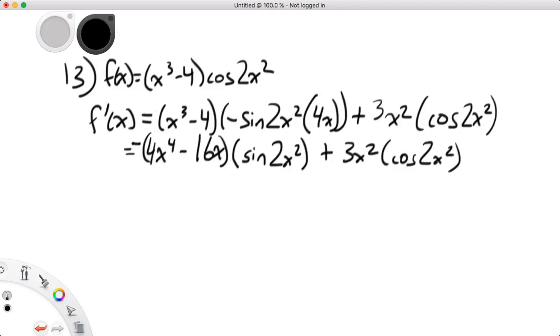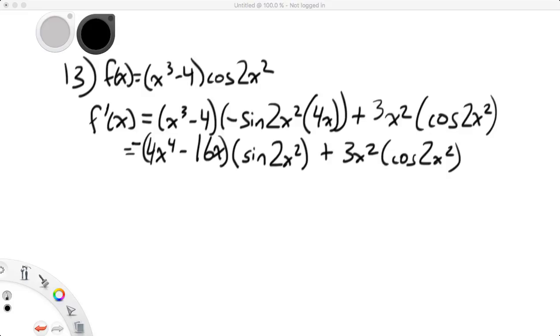Okay, and we can go ahead and simplify this a little bit by saying we're going to take that 4x and multiply it times this stuff. And we'll get 4x to the fourth minus 16x, and I'll put the negative in front of that. I'll take that negative there and put that in front of that. Sine of 2x squared, okay, plus 3x squared cosine 2x squared.